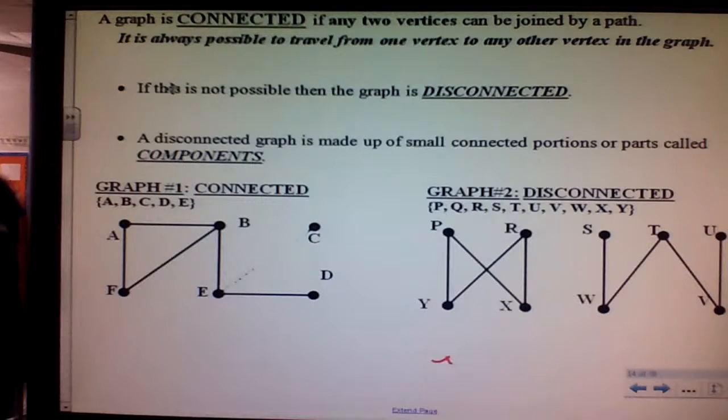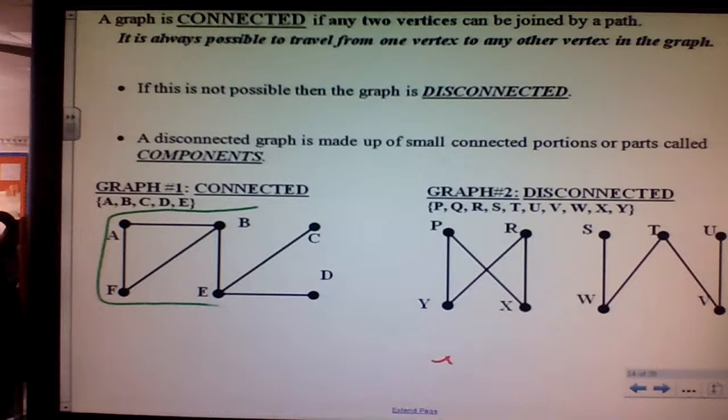Okay, so you've got two different types of graphs. You have a connected graph. A connected graph is if any two vertices can be joined by a path. In other words, if my graph is one big piece. Okay, so graph one is connected. This is one gigantic piece, and this is called a component.